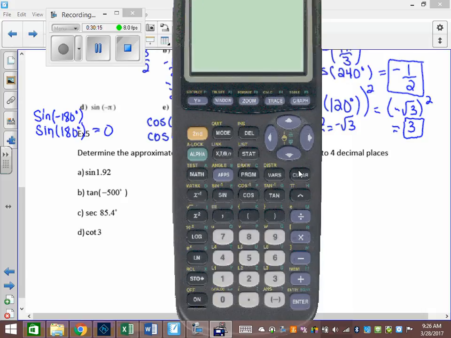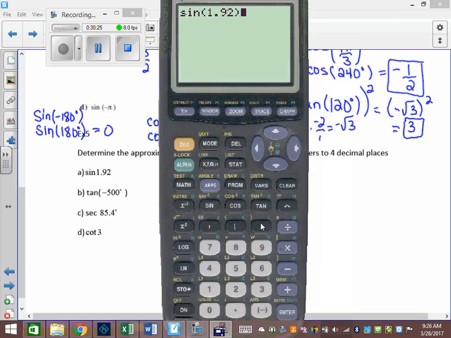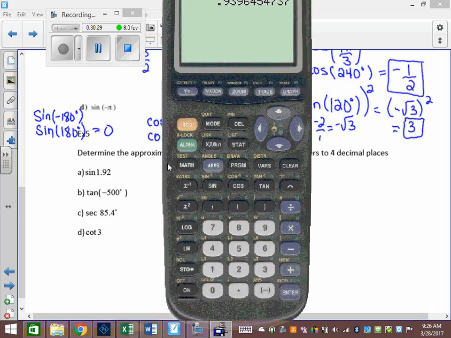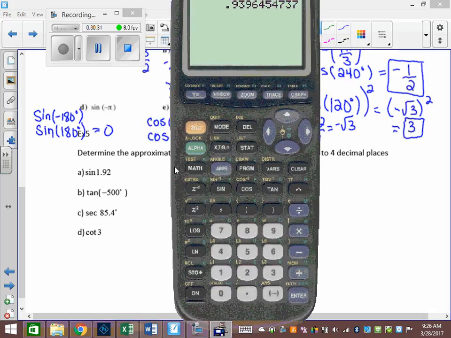That happens sometimes too. Okay, so what we're going to do is go sine 1.92. You can close the bracket if you want. Leave it open if you want. Doesn't matter. Press enter. Okay, 4 decimal places, it says. So I'm going to write 0.9396.